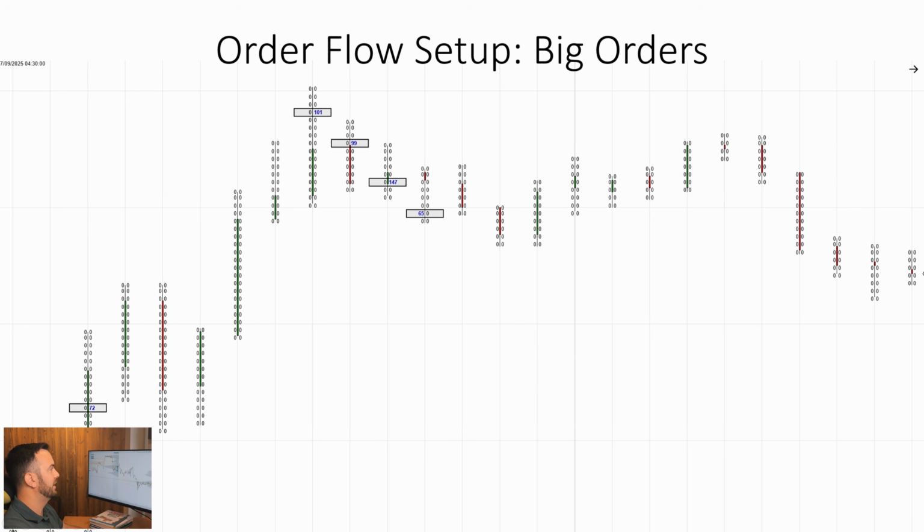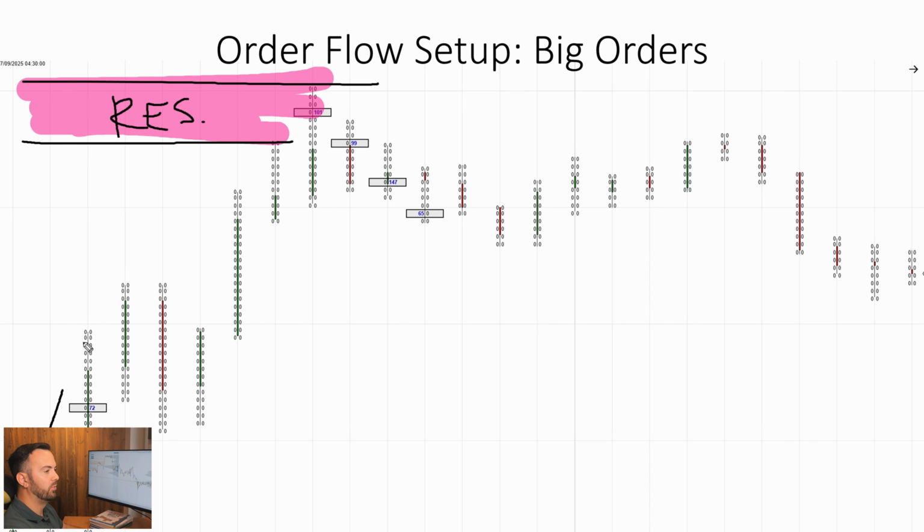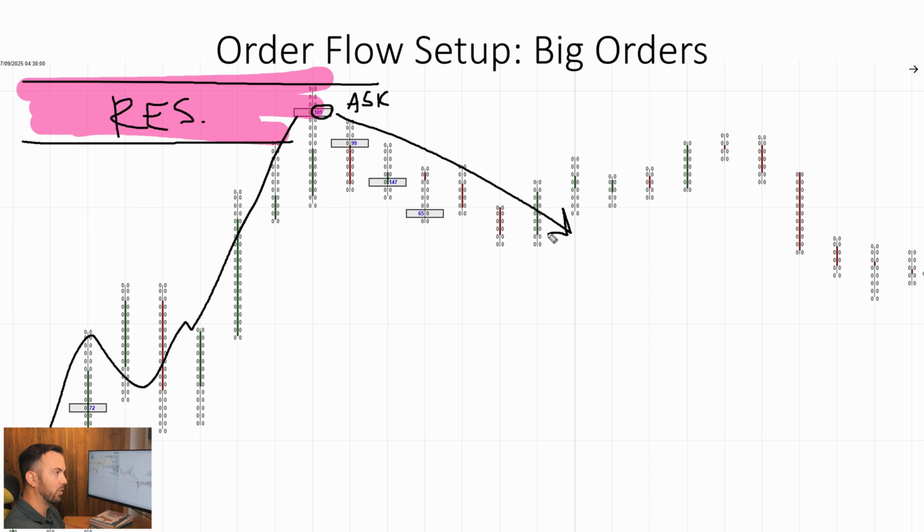Let me give you another example. Imagine we have a resistance in here. The price hits that resistance zone, and in that resistance zone 101 contracts show up on the trades filter. Again, this is one trade, one signal trade. Somebody just entered over 100 contracts here at that resistance level. It is at ask, so it's very likely that this is a huge sell limit order, right? And confirmation for you to hit short. So this is confirmation by the big orders.